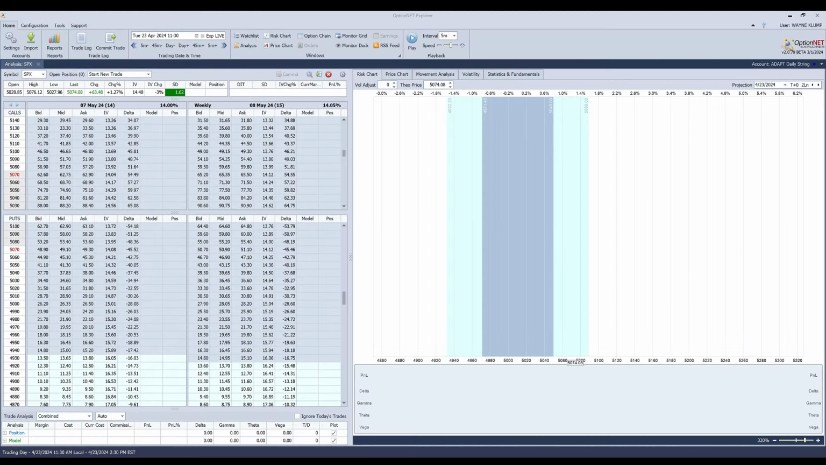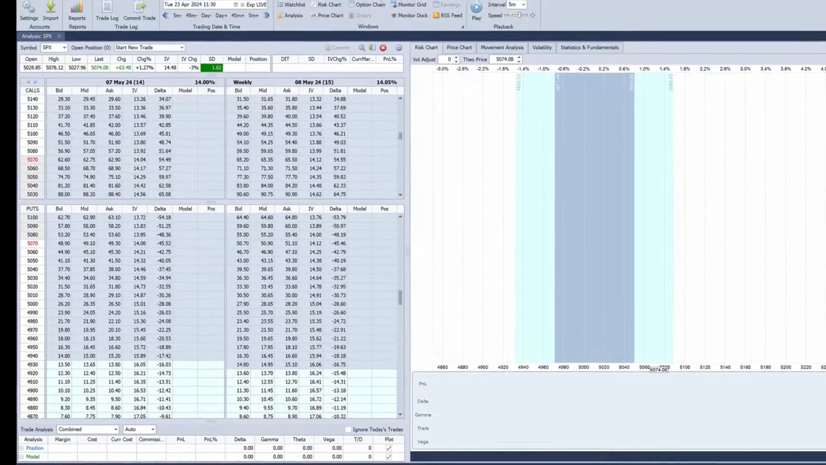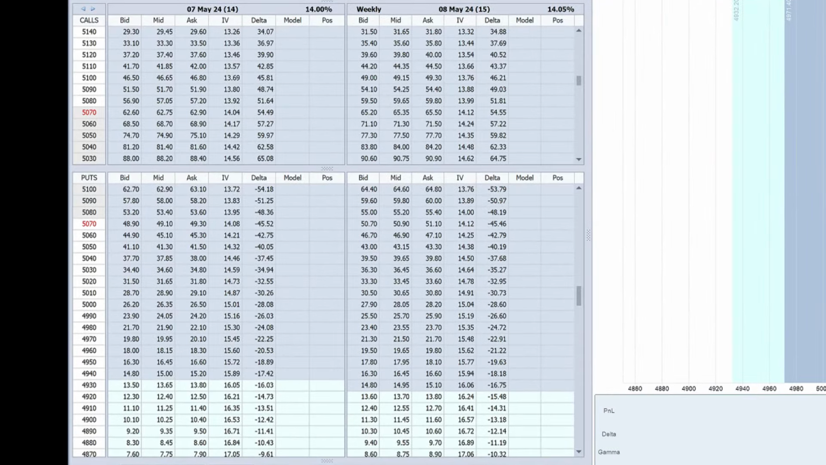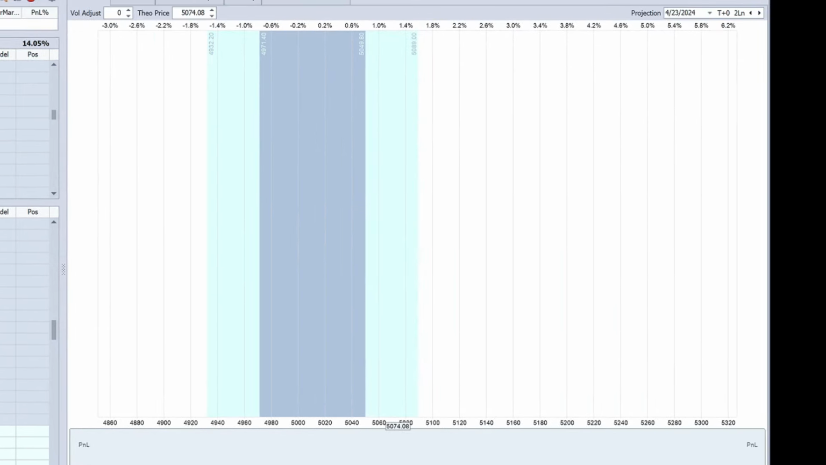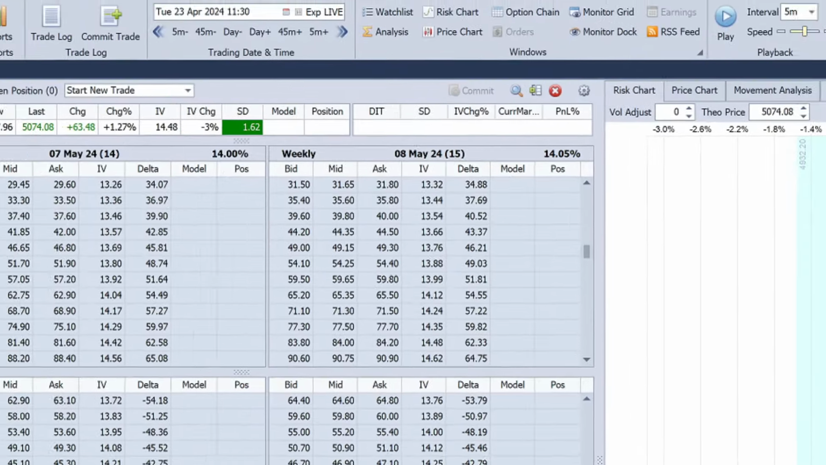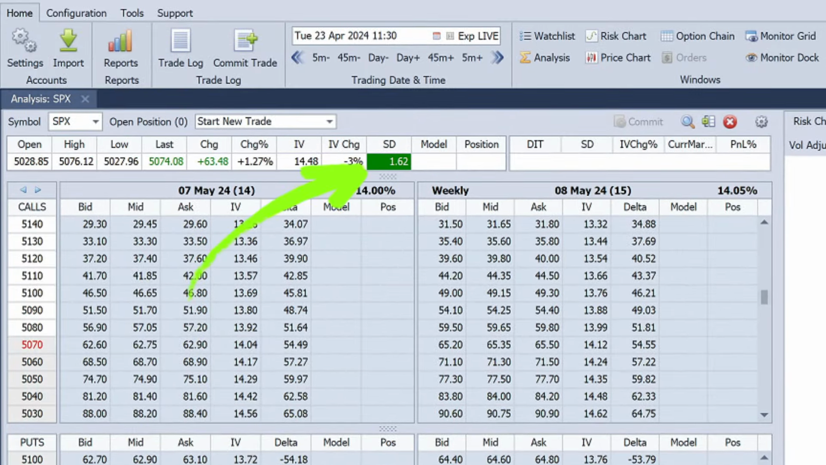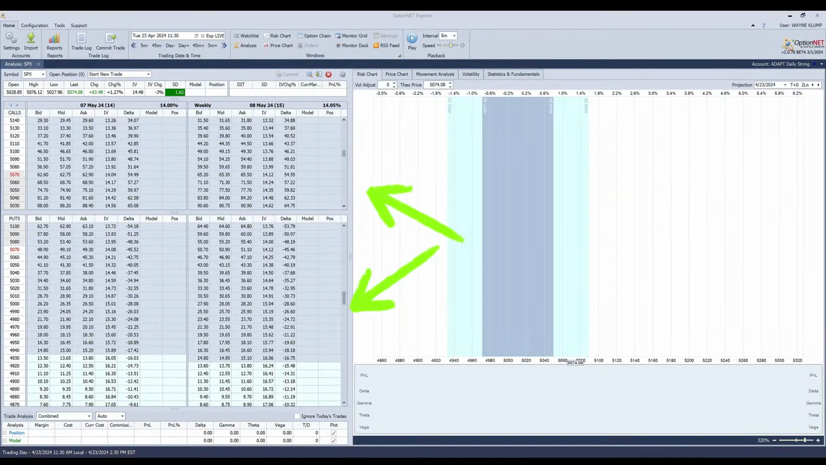All right, so here we are in April 23rd of 2024. If you're not familiar with O&E, let me just explain this really quickly here. Over here we have our option chain, and then we have our analyze tab over here. This is just showing us today basically what kind of a move it was. It was a 1.62 standard deviation move. You can see our date and time up here. And these are puts down below, and these are calls up above.